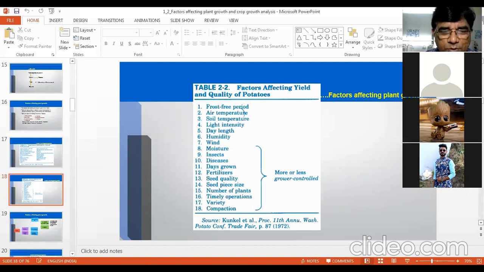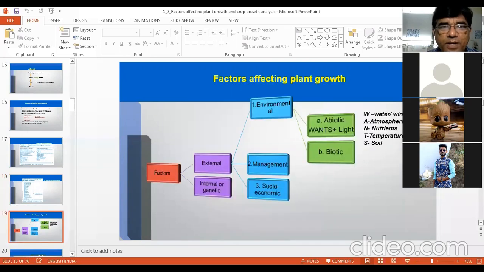Here Kunkel gave a list of factors that affect the yield and quality of the potato crop, like frost-free period. Frost is a very limiting factor. If you get frost, it can reduce the yield of potato and many crops. So frost-free period, air temperature, soil temperature, light intensity, and you can see the long list. A variety of factors are there.